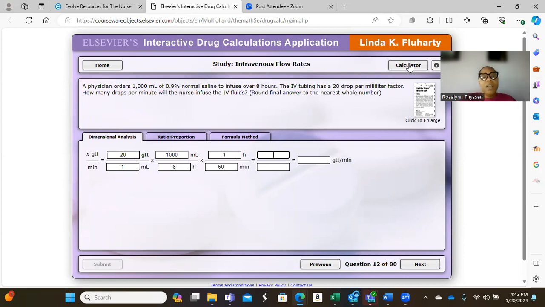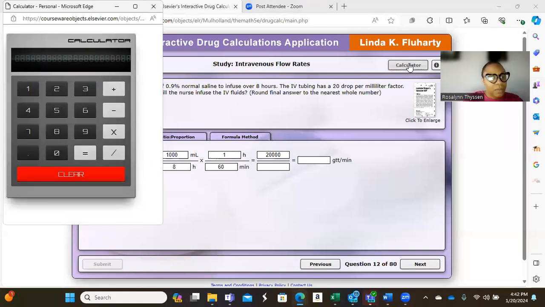Well, let me show you this. Hours cancels out, right? Mils cancels out. That would leave me with drops per minute. If what I'm left with equals what I'm looking for, then I set it up correctly. So when I multiply straight across, 20 times 1,000 times 1 is 20,000. And then 1 times 8 times 60 is 480.